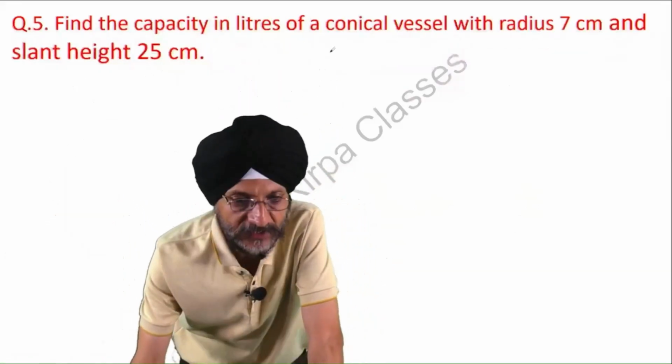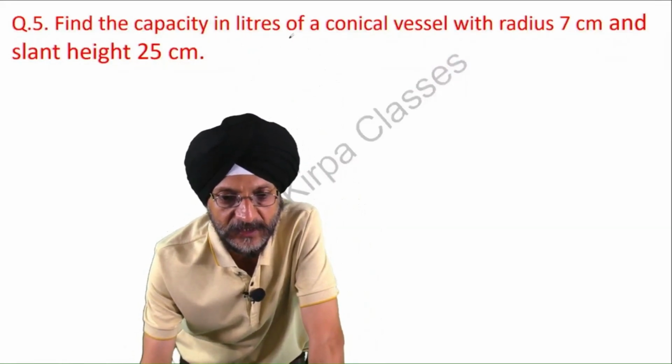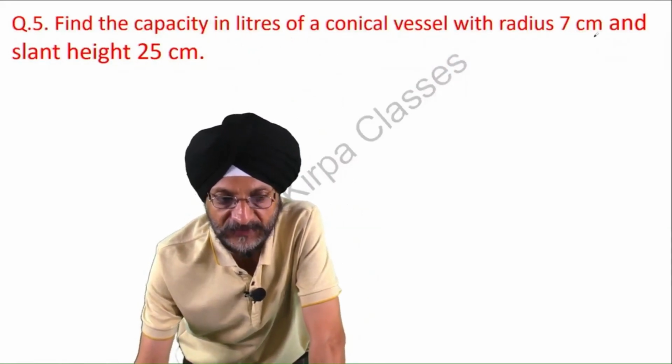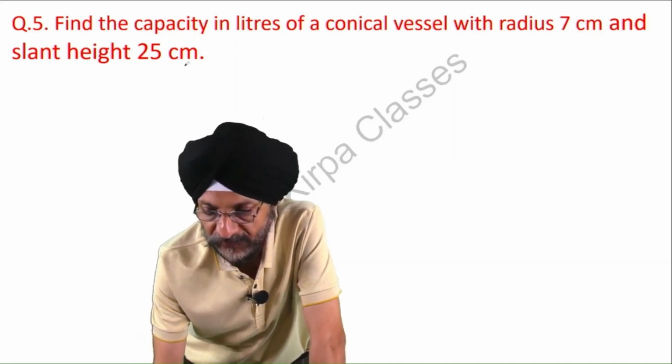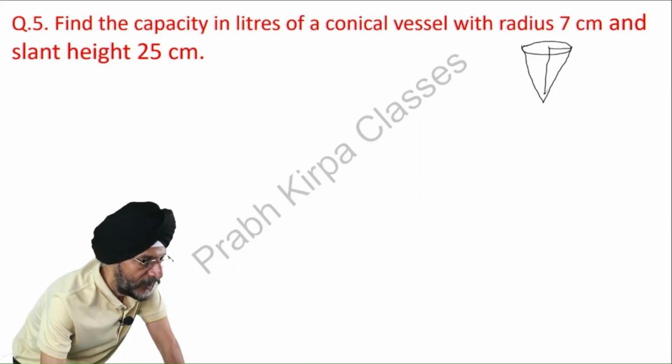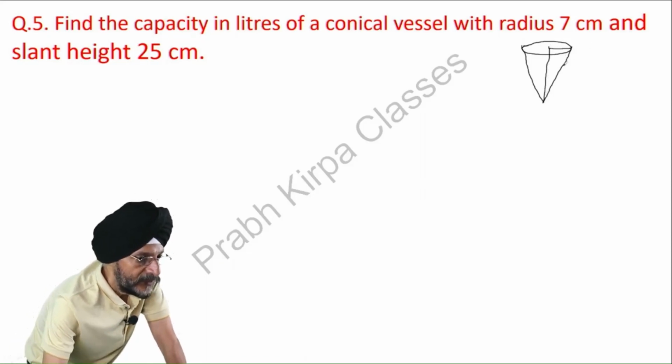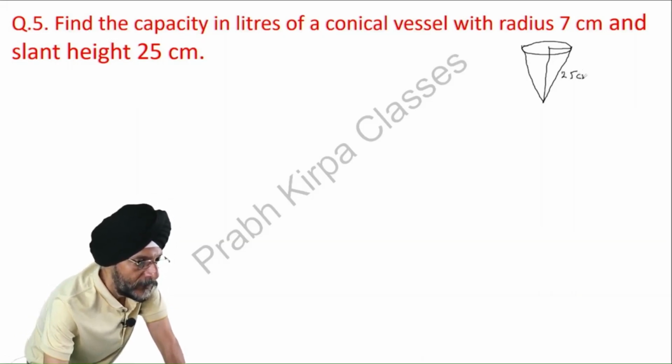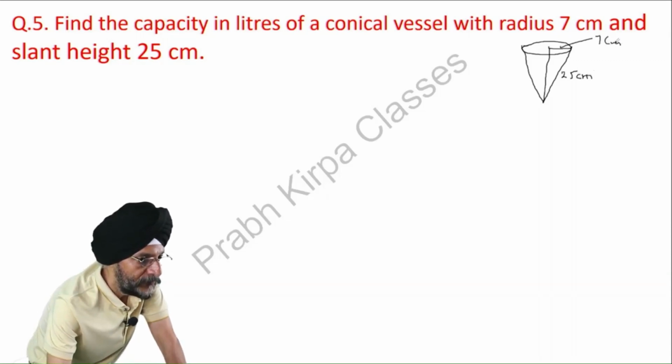Now the question before us is, find the capacity in liters of a conical vessel with radius 7 centimeter and slant height 25 centimeter. So this is the conical vessel. This is the radius. This is the height and this is the slant height. Slant height is this one, which is slanted. It is 25. Radius is this one. This is 7 centimeter. Height is this one, which is not known to us.